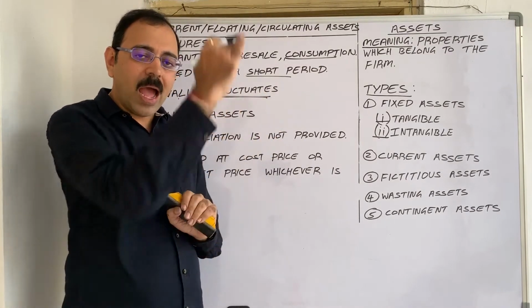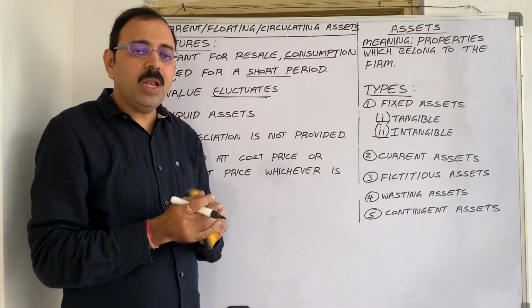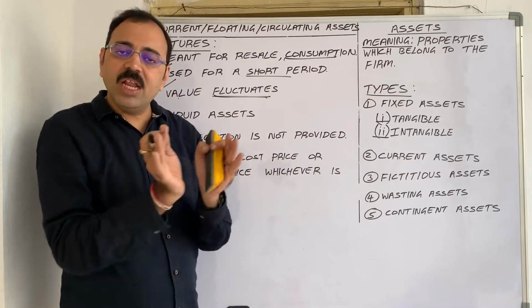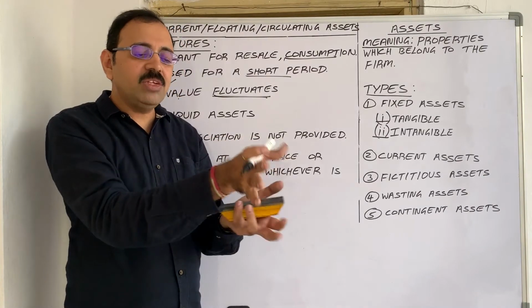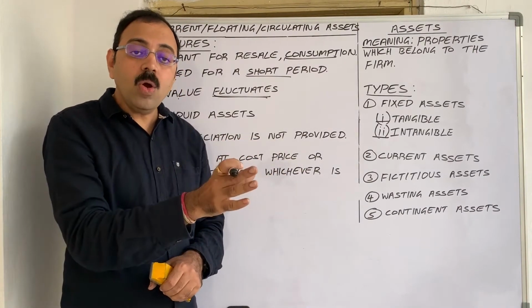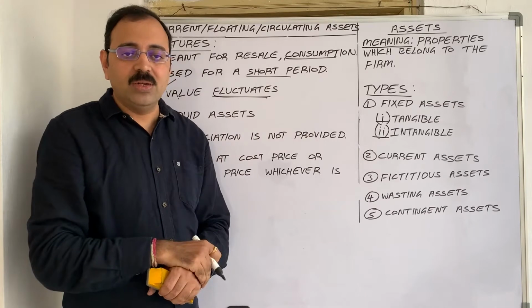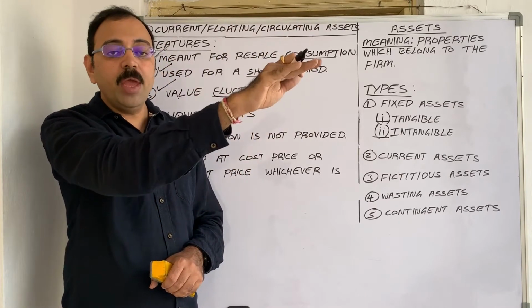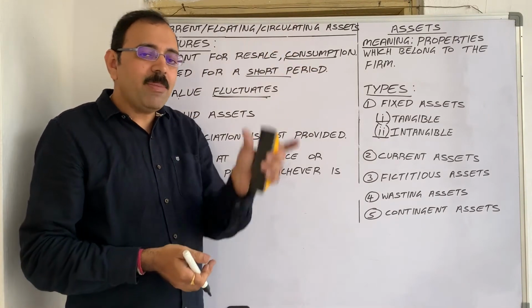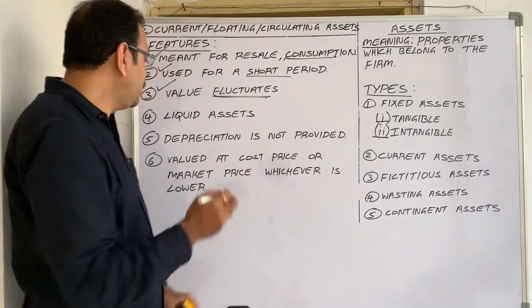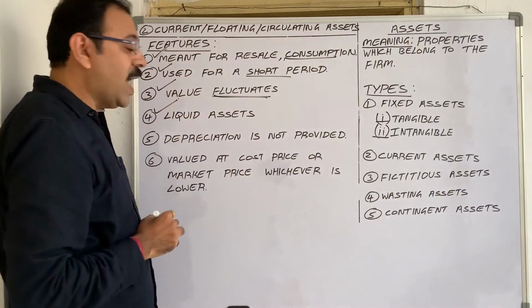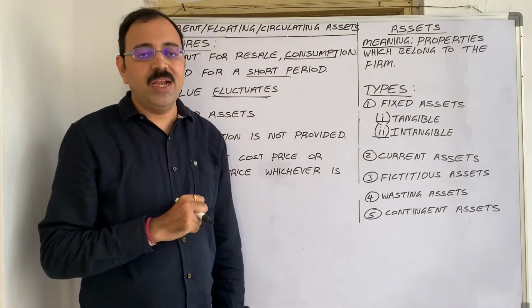Fluctuating means what? Ups and downs. For example, cash in hand comes under current assets. In our firm, today the cash balance is 50,000. Tomorrow it may be 60,000. Day after tomorrow it may be 10,000. So what happened to the current asset value? It is fluctuating. The next feature is that current assets have liquidity quality.